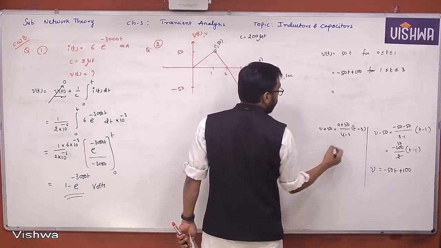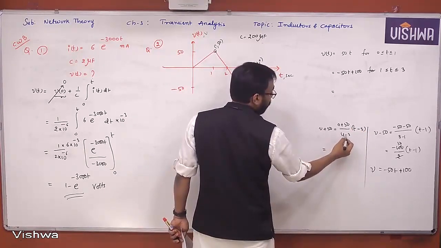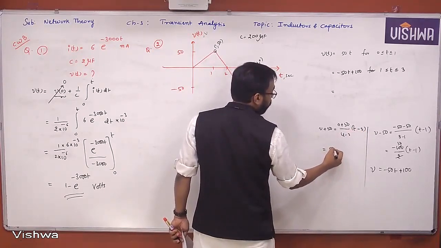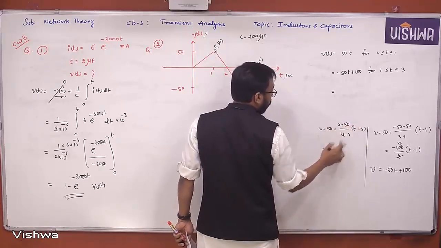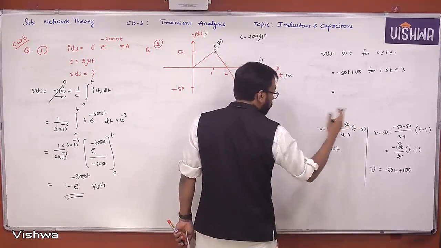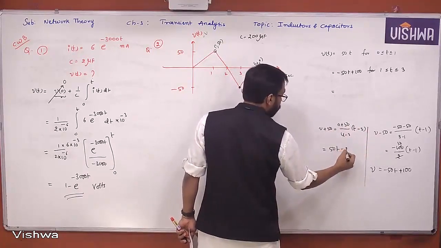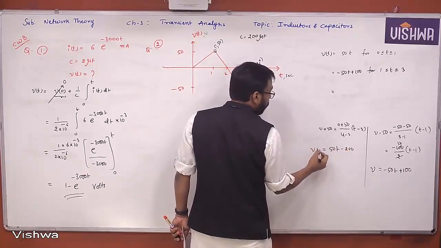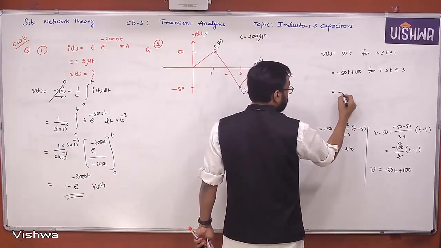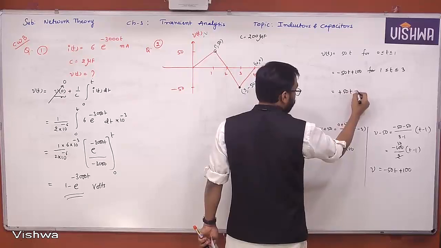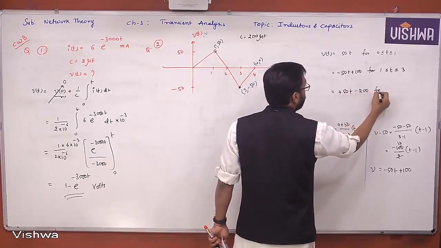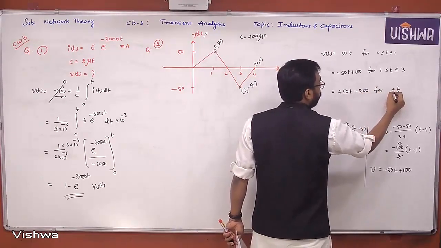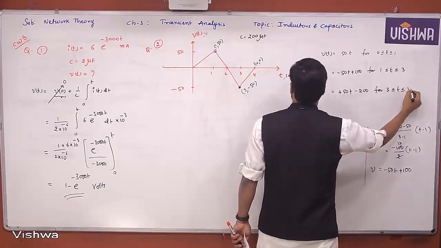Yes or no? Okay, so what do you get here? There is already 1, so 50 into 3, 150 minus 150. This is also minus 50, so minus 200. V of T is plus 50T minus 200 for T between 3 to 4.